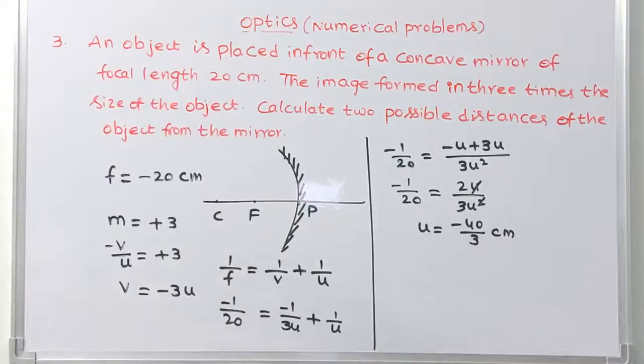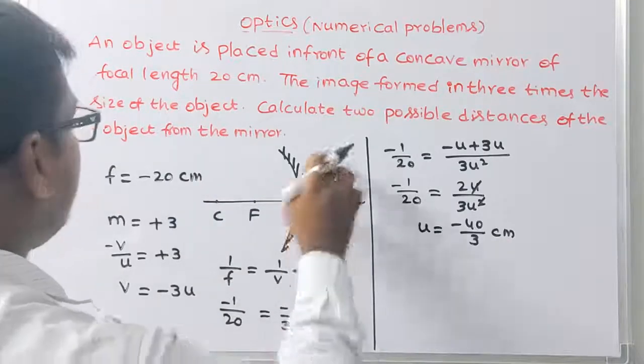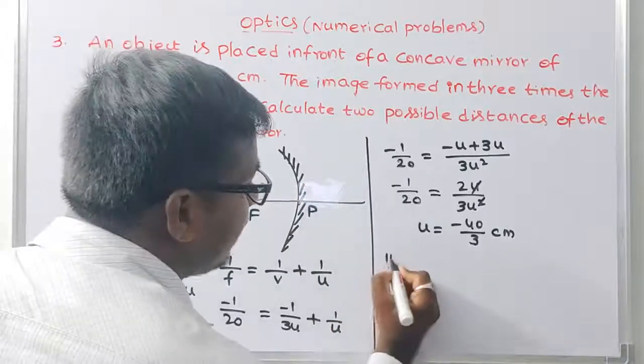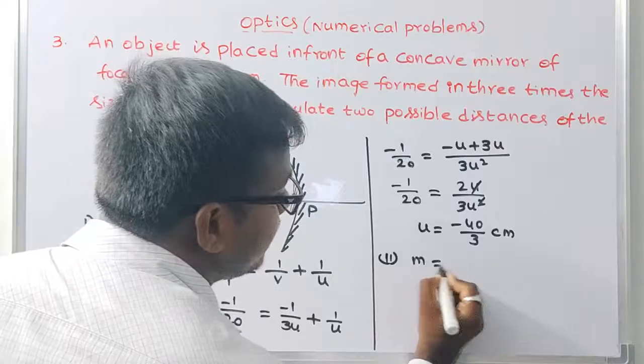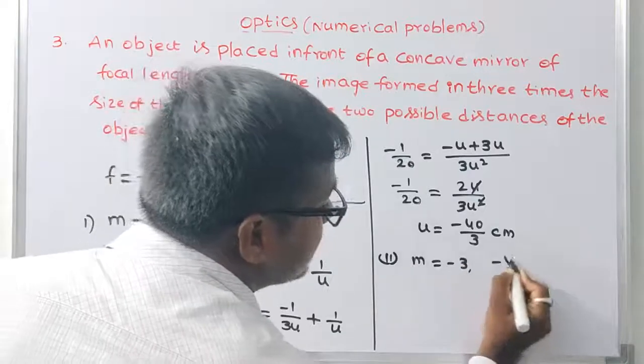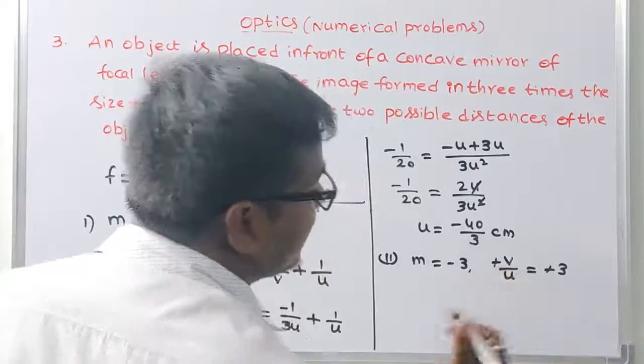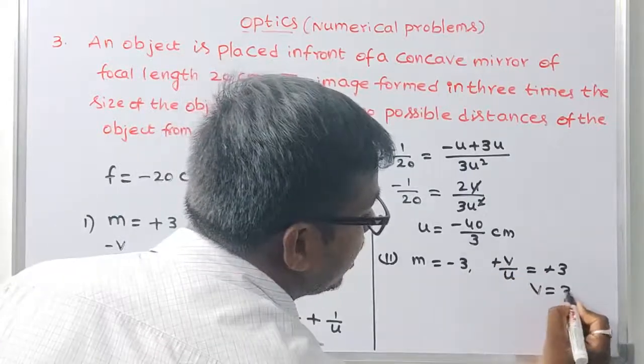Okay, this is the first point, the first position. Okay, second position, students. The first condition is m is equal to plus 3. The second condition is m is equal to minus 3. Okay, minus v by u is equal to minus 3. Okay, minus minus cancel, then v is equal to 3u.